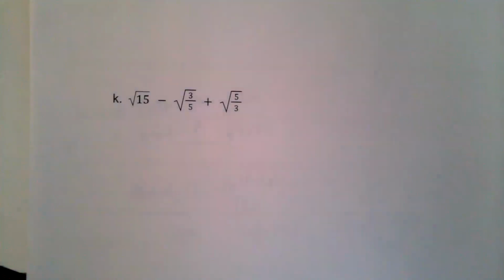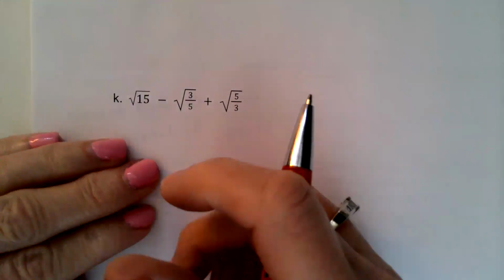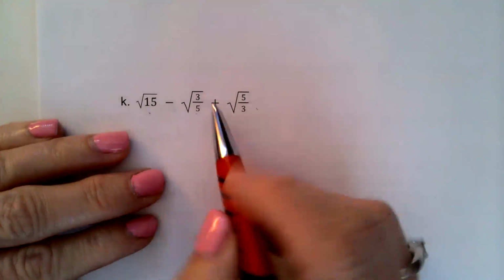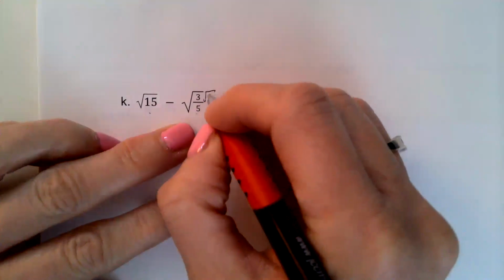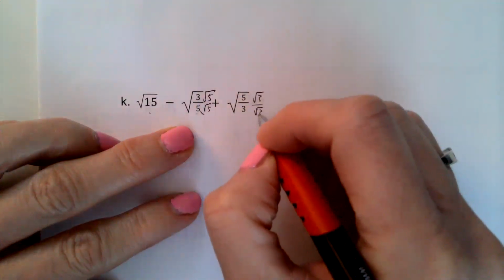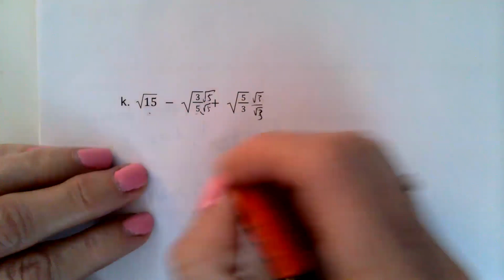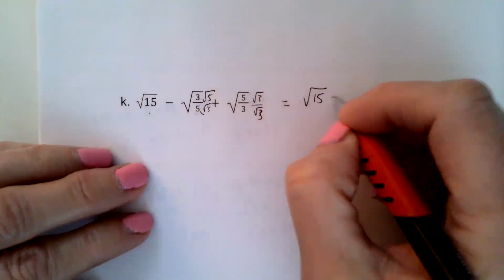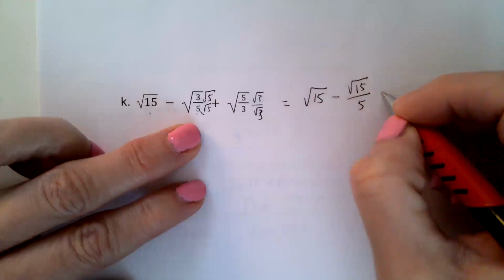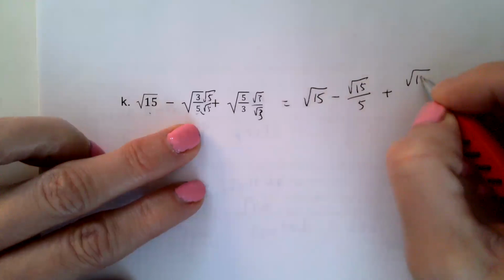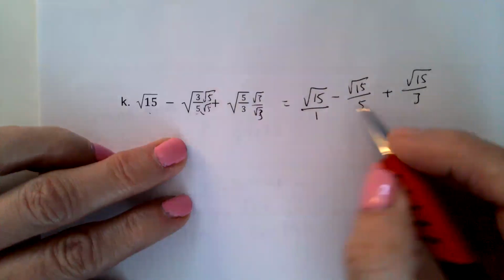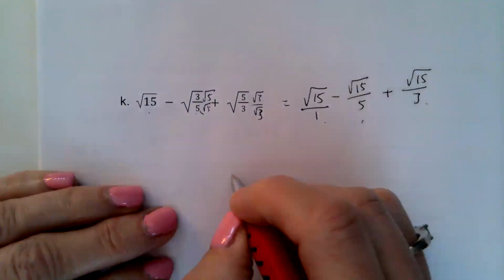And then I want to add these 3 numbers. So I have to rationalize these denominators. So this one's going to be the square root of 5 over the square root of 5. This will be the square root of 3 over the square root of 3. So I have the square root of 15, subtracting the square root of 15 over 5, plus the square root of 15 over 3. And this first one's really over 1. So we have to get a common denominator of 15.